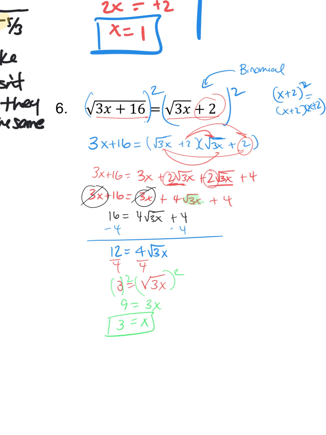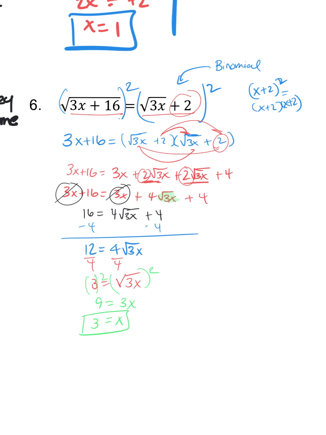Oops, I shouldn't circle that yet, but let's just check to make sure that's the solution. Okay, so what we do, we need to go and check it in the original equation. Let's do it down here. So here's my check. 3 times 3 plus 16, the square root of all that, is that going to equal the square root of 3 times 3 plus 2? So this is 9 plus 16, that's the square root of 25. Does that equal the square root of 9 plus 2? Well, this is 5 on this side, and 3 plus 2 does equal 5. So it checks. So that is our solution.